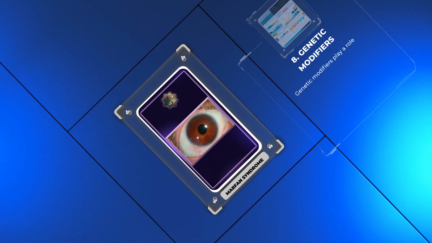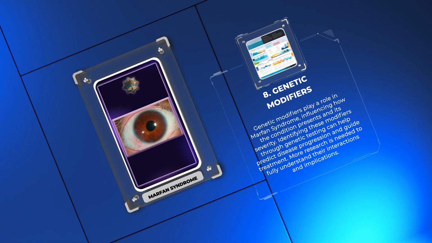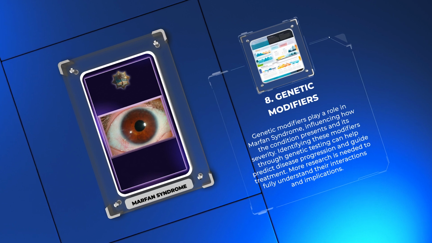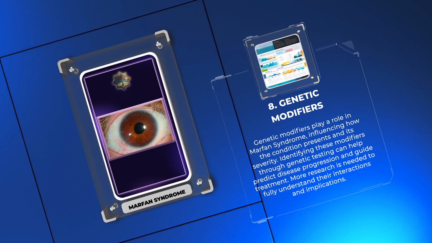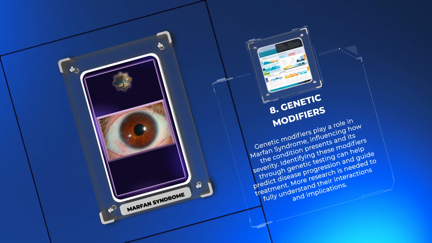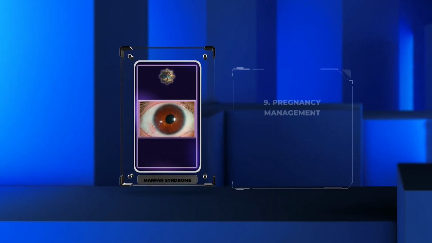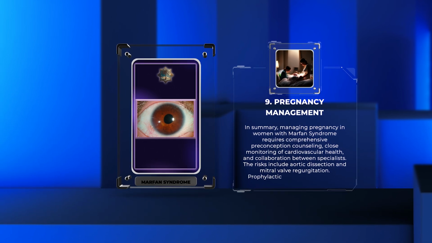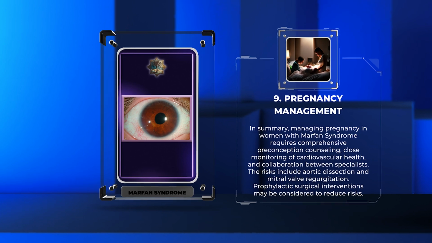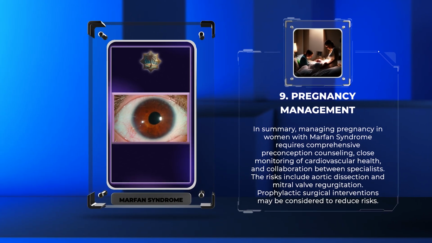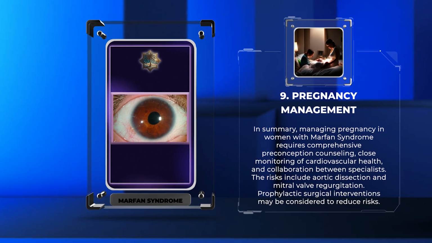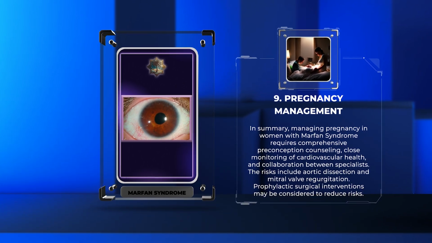Genetic modifiers play a role in Marfan syndrome, influencing how the condition presents and its severity. Identifying these modifiers through genetic testing can help predict disease progression and guide treatment. More research is needed to fully understand their interactions and implications. In summary, managing pregnancy in women with Marfan syndrome requires comprehensive preconception counseling, close monitoring of cardiovascular health, and collaboration between specialists. The risks include aortic dissection and mitral valve regurgitation. Prophylactic surgical interventions may be considered to reduce risks.